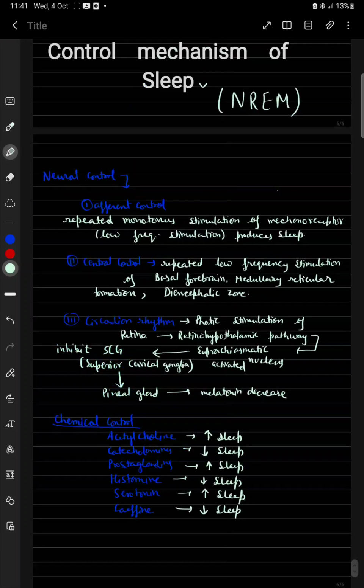Now, chemical control. A few chemicals like acetylcholine increase the sleep. Catecholamines, that is sympathetic innervation, decrease the sleep. Prostaglandins increase the sleep. Prostaglandins have sedative effects. Histamine decreases the sleep. Serotonin increases the sleep and caffeine again decreases the sleep. That is why drinking coffee makes you not feel sleepy.